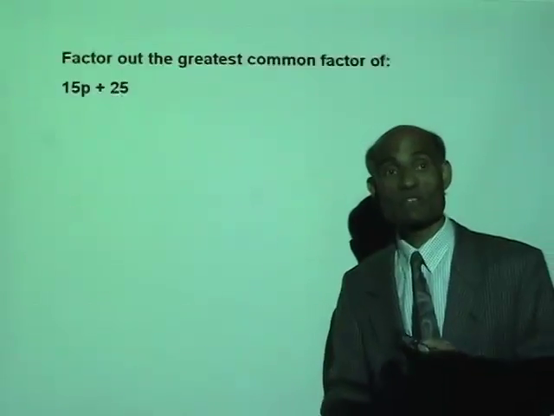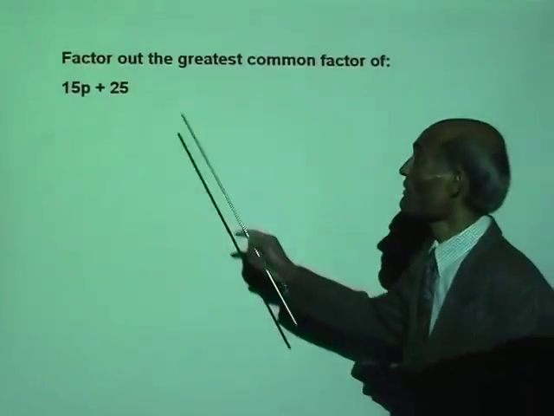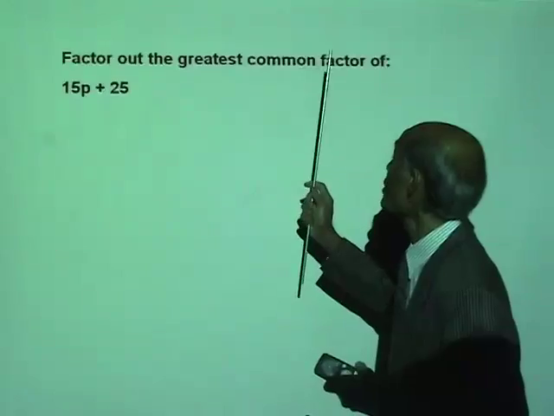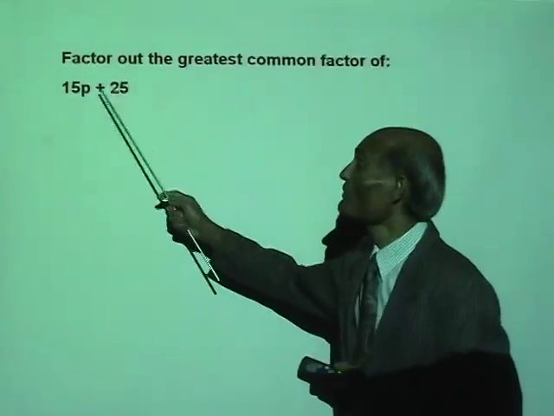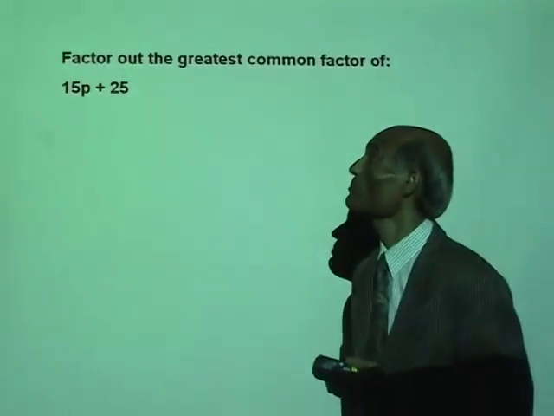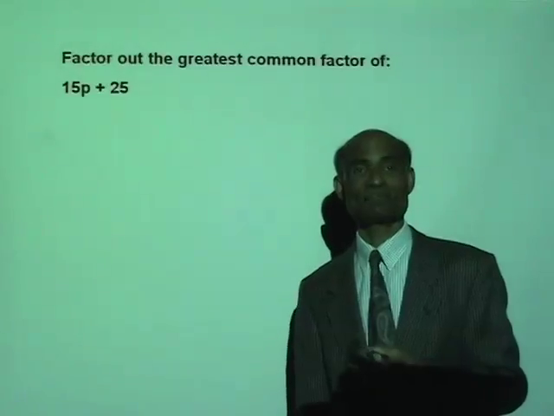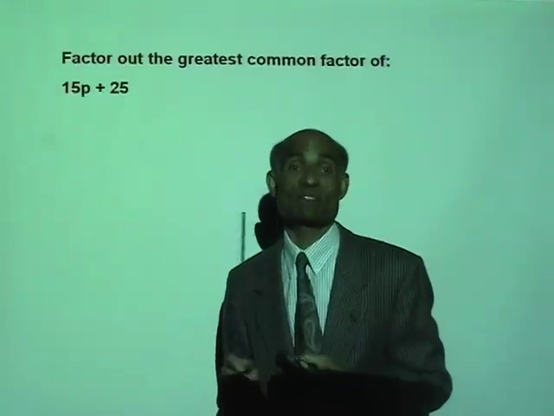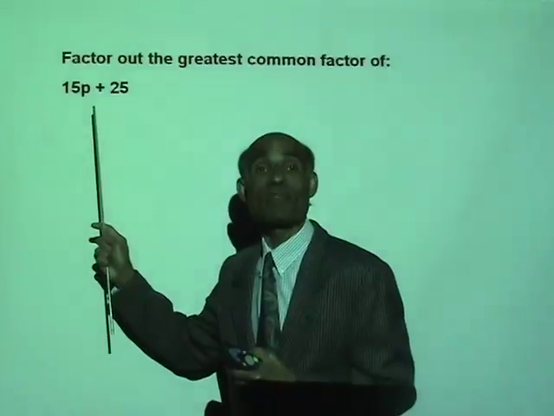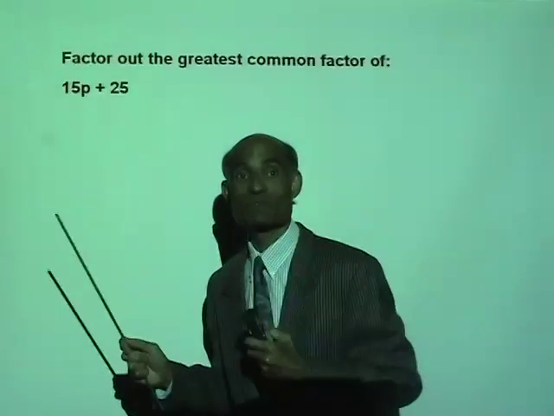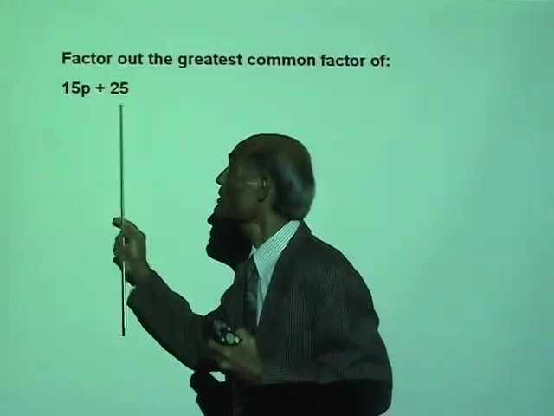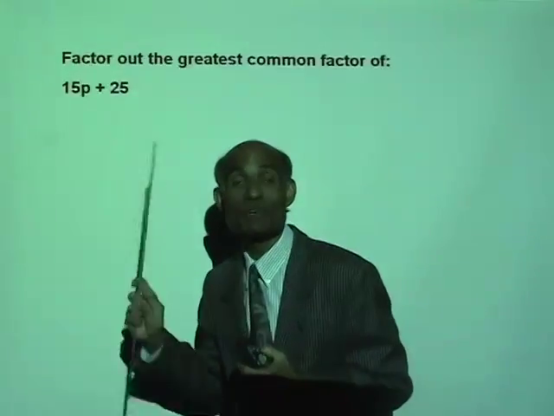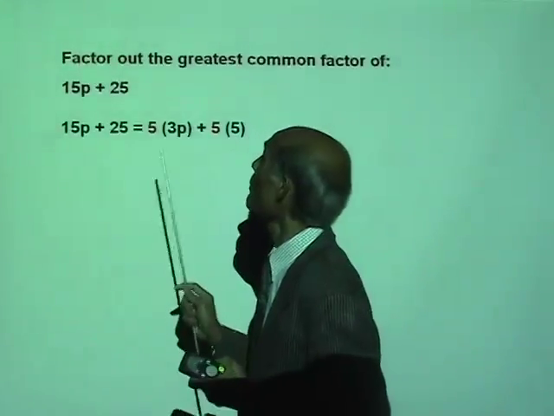Okay, let's practice with more of those. Factor out the greatest common factor of 15p plus 25. In order to factor out the greatest common factor, how many terms are there? There are two terms. Now, there are numbers and there are variables. So what do?